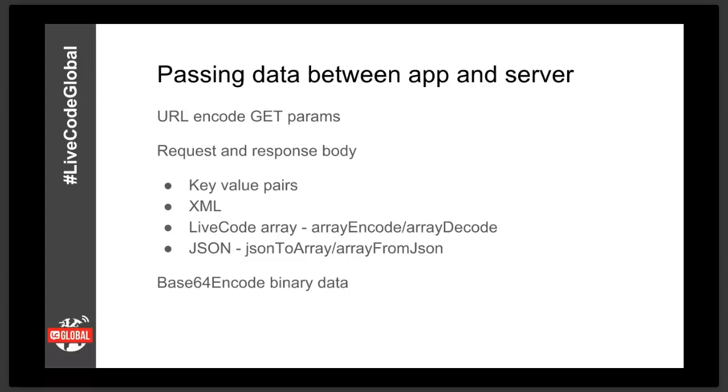So when you send data to the server, you'll call arrayToJSON, and then on the server side you'll call JSONToArray, which will decode it back. Excuse me, I was confusing myself. So arrayToJSON will take a LiveCode array and encode it into JSON, and JSONToArray will do the exact opposite. It will take a JSON blob and convert it back to a LiveCode array.